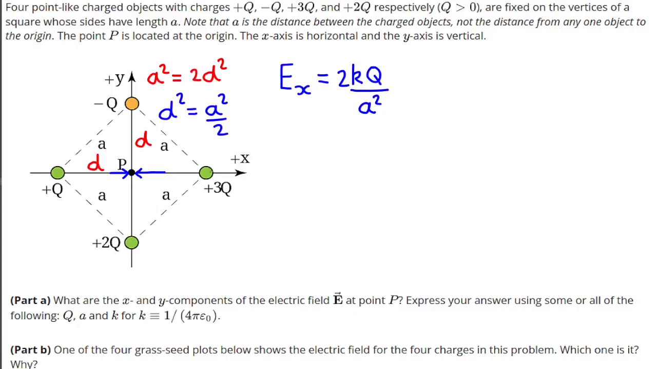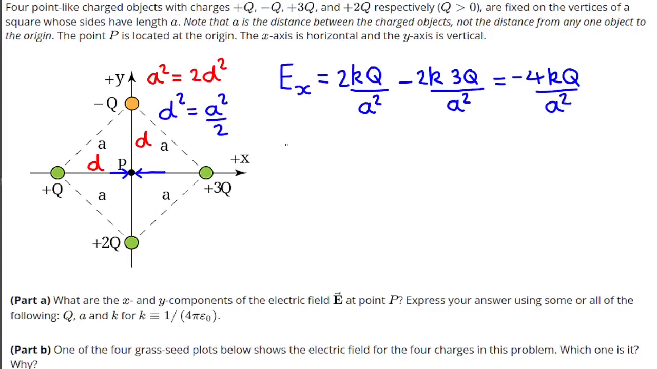And the electric field due to the 3q charge acts to the left, so we have a negative sign, and Coulomb's constant by 3q on the same squared distance being a squared on 2, so 2 goes in the numerator. So we get 2 minus 6 is minus 4 kq on a squared.